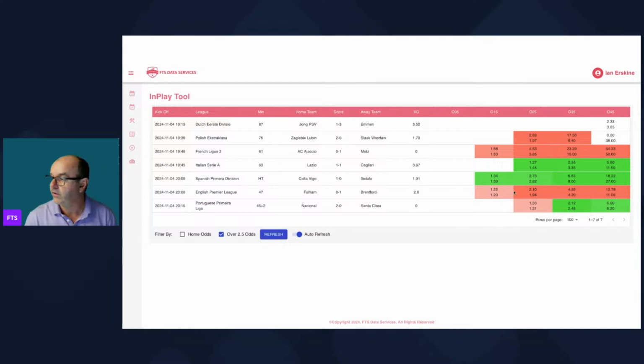So keep an eye on the Fulham game. Obviously, we've got Lazio. Nothing's going to happen in these top 3 games to get us excited.